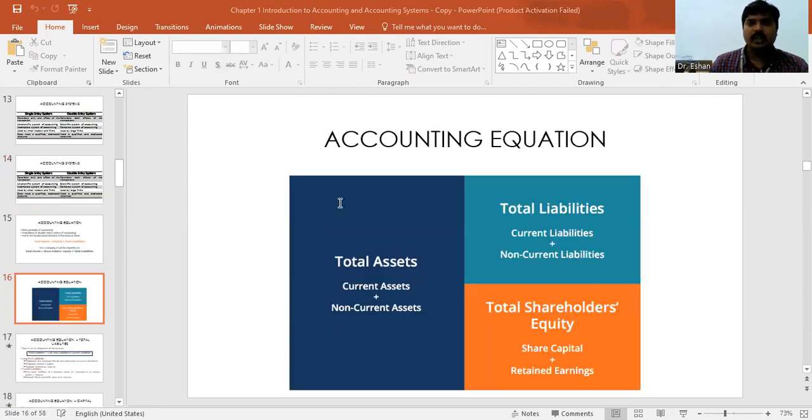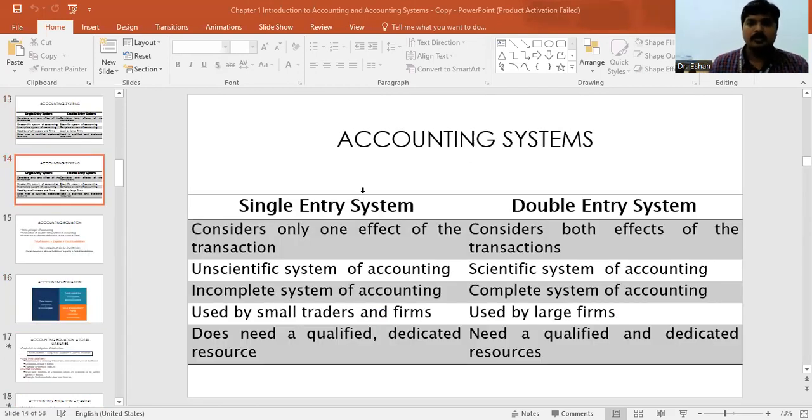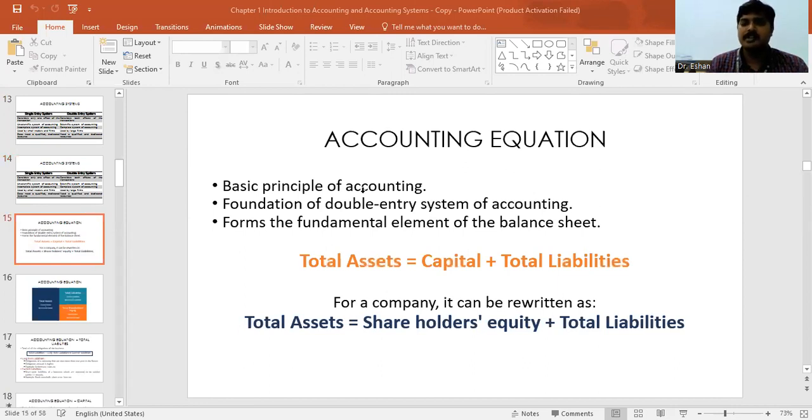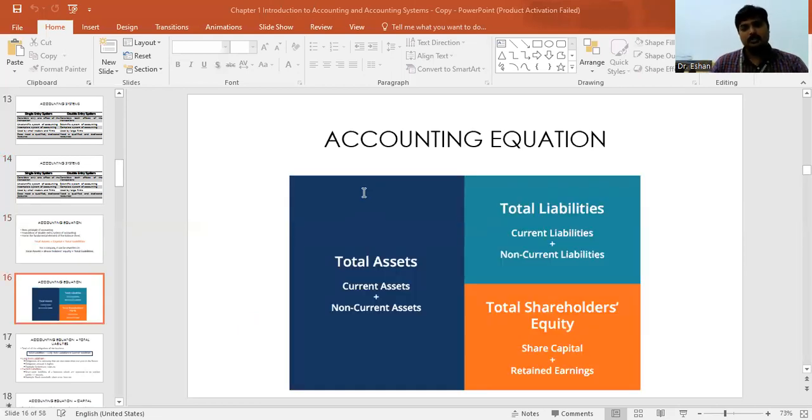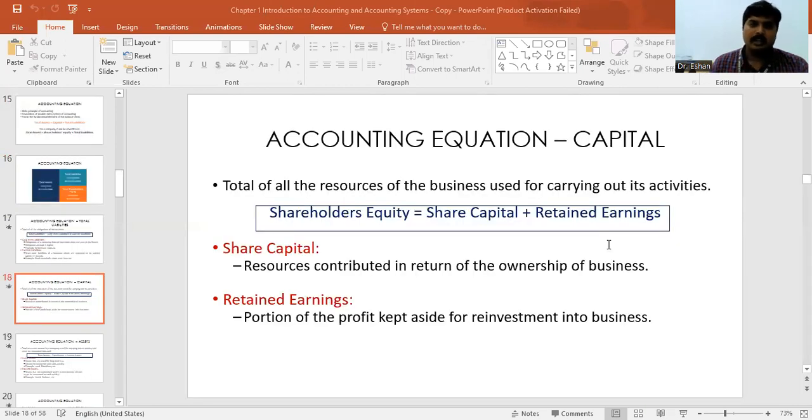So what is the accounting equation? The basic accounting equation is that total asset is equal to capital plus total liabilities. The total asset is financed by shareholder equity and total liability. Total asset consists of current asset and non-current asset. Liability will be total non-current liabilities and current liability. Total shareholders equity is the share capital plus retained earnings.